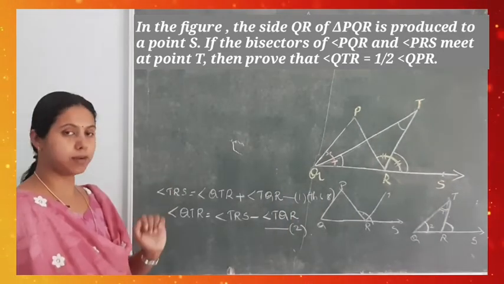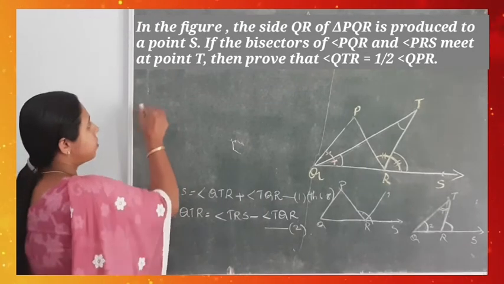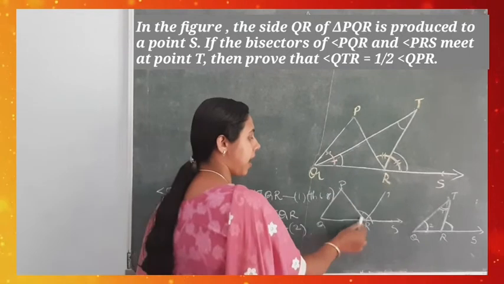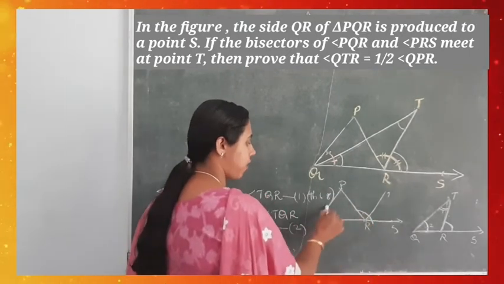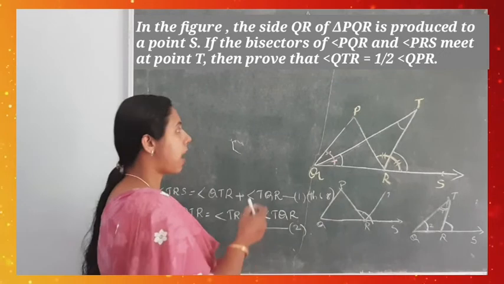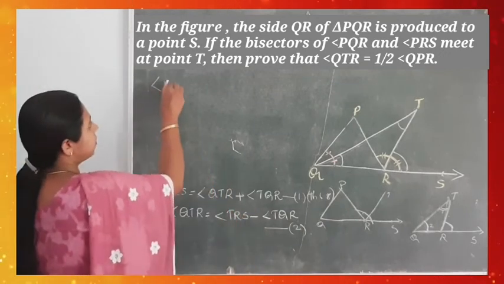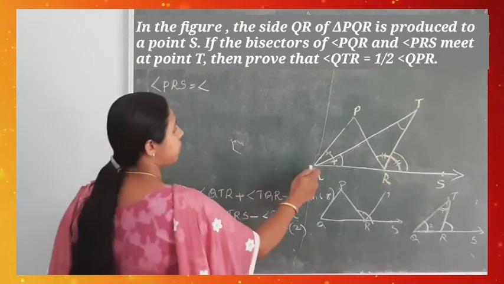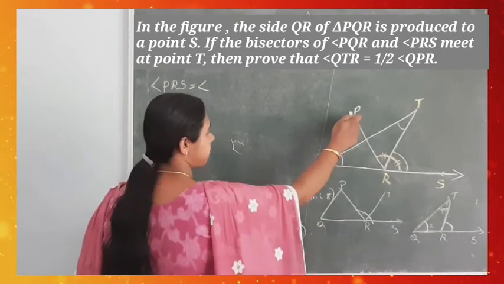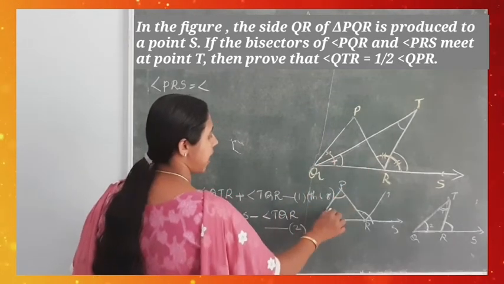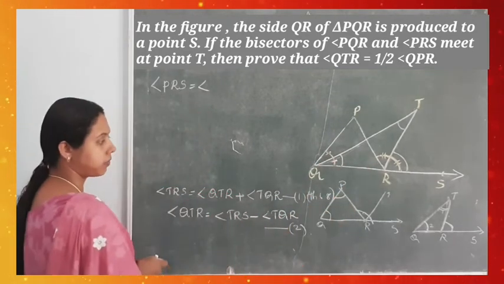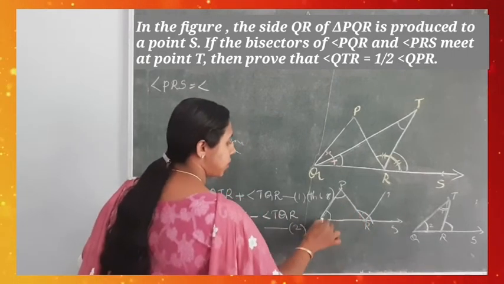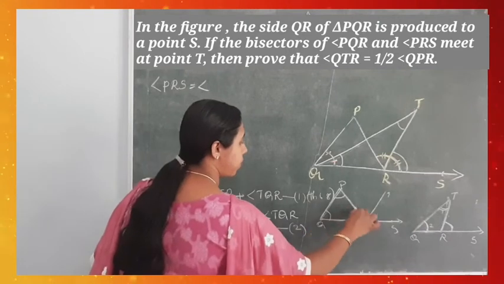Similarly, consider triangle PQR. In triangle PQR, angle PRS is the exterior angle. Angle PRS is the exterior angle of triangle PQR. So angle PRS is equal to angle QPR plus PQR, the sum of these two interior opposite angles. Angle PRS is equal to angle PQR plus angle QPR.